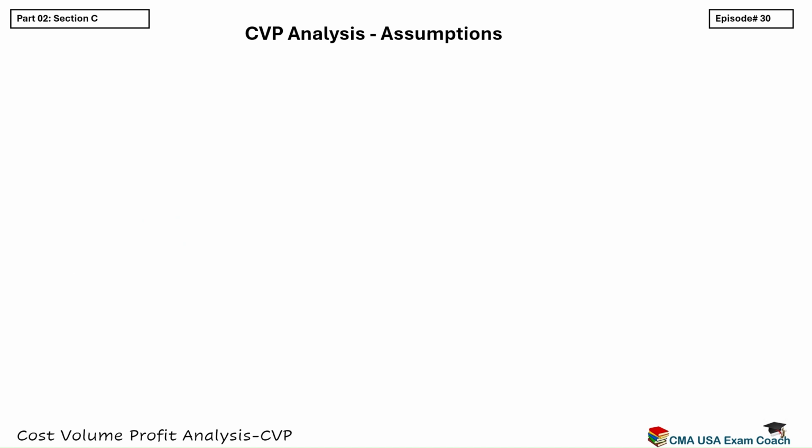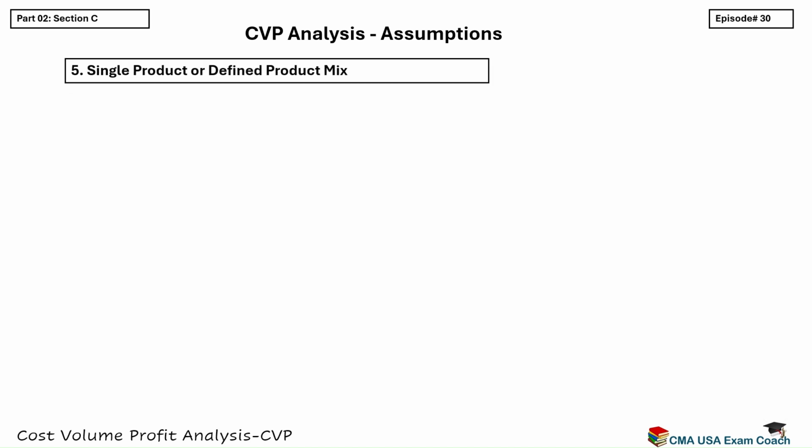Assumption number 5: Single product or defined product mix. In cost-volume profit analysis, this assumption is very important when a company is producing more than one product. Let's first understand the two scenarios. If the company is producing only one product, then the analysis becomes simple. We calculate contribution margin, sales, costs, and profit just for that one product. But if the company produces multiple products, then CVP analysis assumes that the sales mix, or product mix, is defined and constant. So, what is a defined product mix?